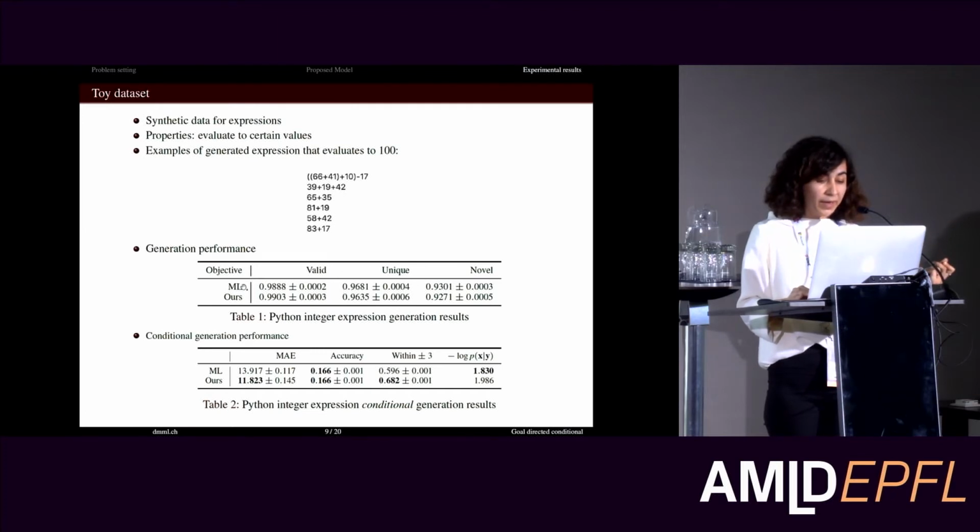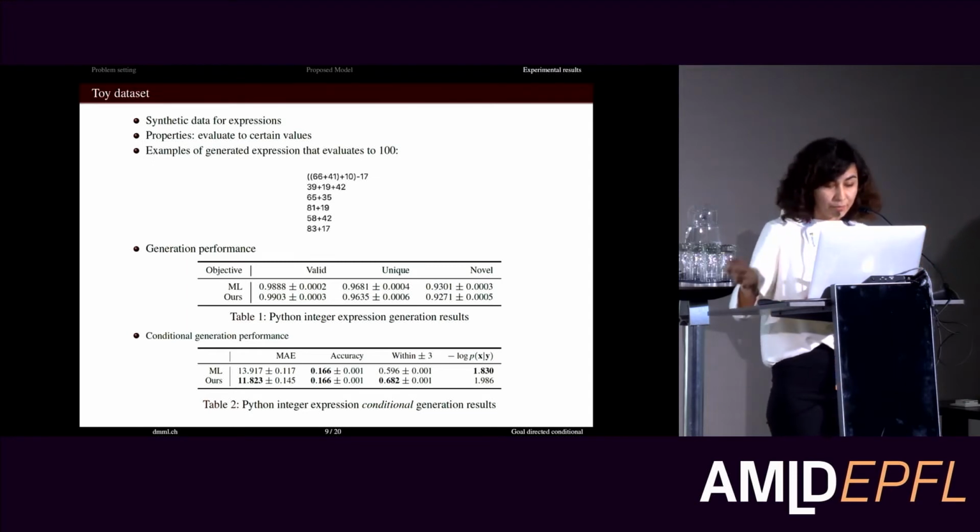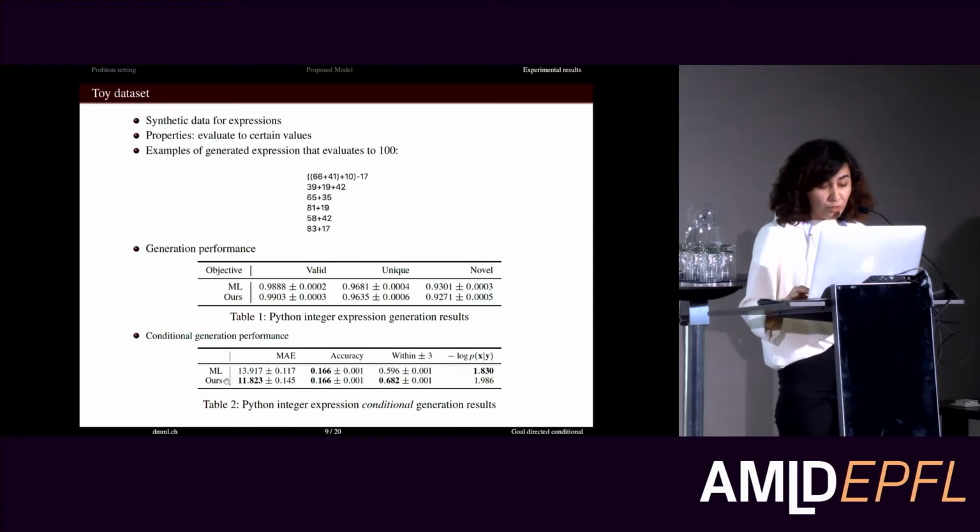We compare here with just really simple maximum likelihood training. Of course, we have other baselines, but we don't show them here. You can check the paper. The conditional generation performance actually improves quite a lot for our model. So you have a small mean absolute error and more accuracy.